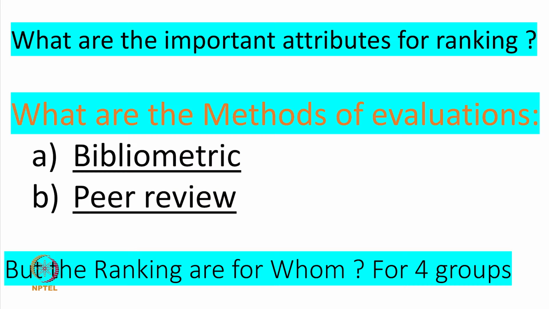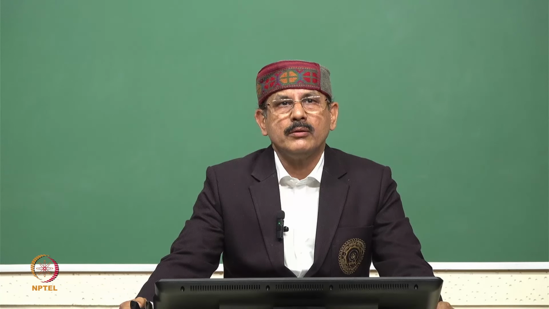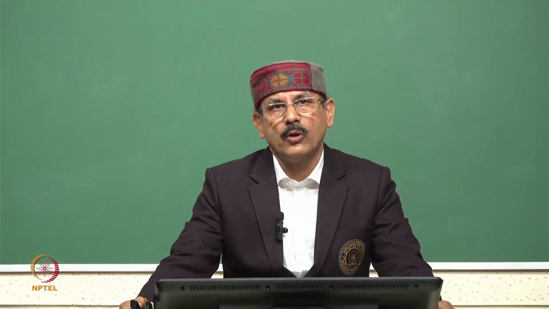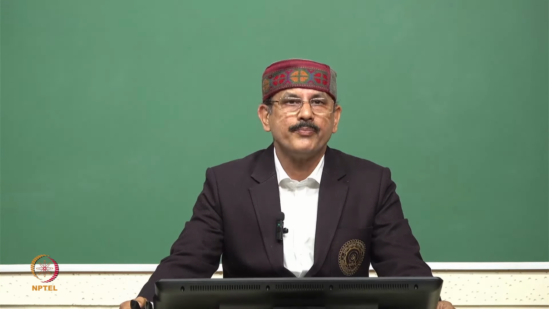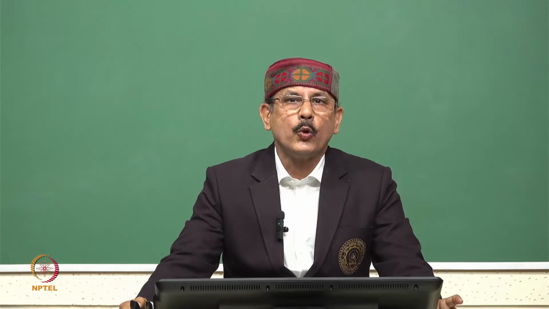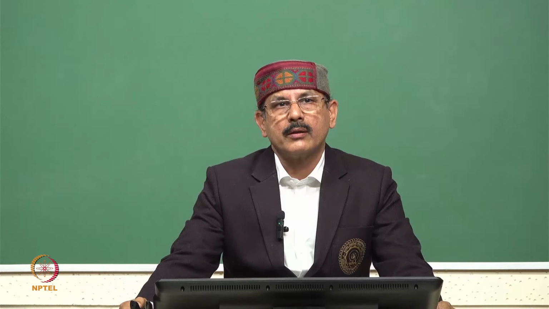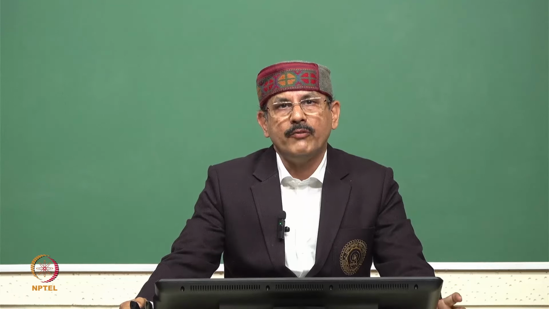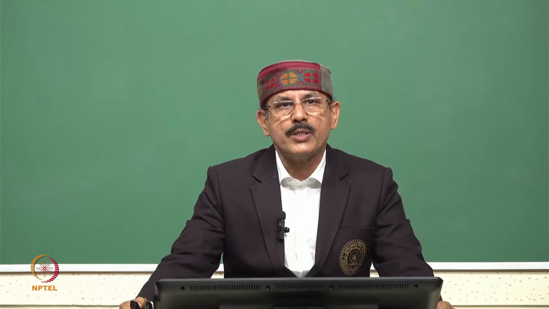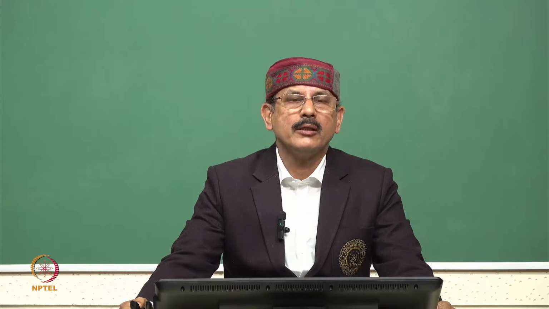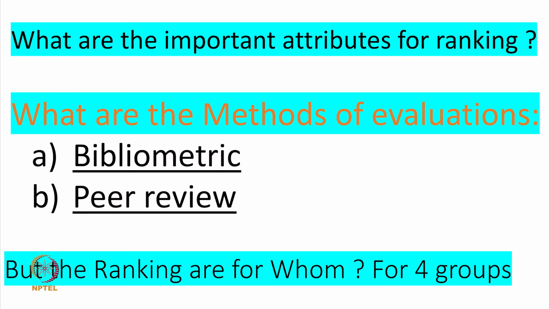What are the methods of evaluation? Broadly, we can classify them under two groups. One is bibliometric and the second one is peer review. Bibliometric is a quantitative evaluation, that is statistical analysis of books, articles, citations of scholarly journals, researchers, etc. Whereas peer review is basically a qualitative evaluation where experts in the field evaluate the quality, accuracy, validity of another person's work. But the ranking is for whom?